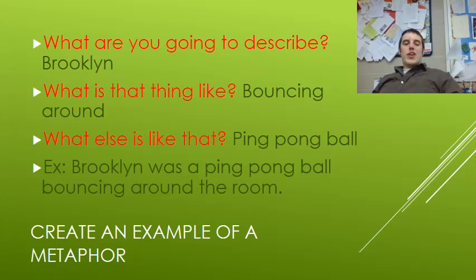Now you're going to have to create a metaphor. So I'm going to think about what I'm going to describe. I'm going to describe Brooklyn, my daughter. What is that thing like? Brooklyn is always bouncing around. What else is bouncing around? A ping pong ball. So my sentence is, Brooklyn was a ping pong ball bouncing around the room. That is my example of a metaphor. Notice I don't use the word like or as. So Brooklyn was a ping pong ball bouncing around the room.